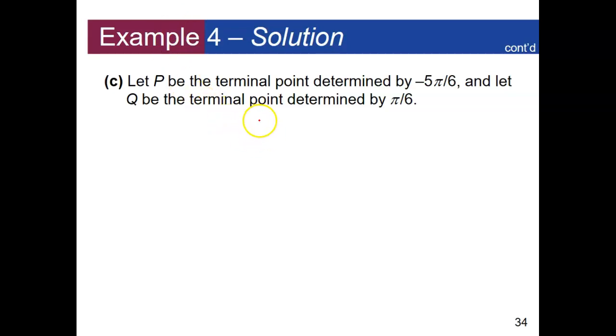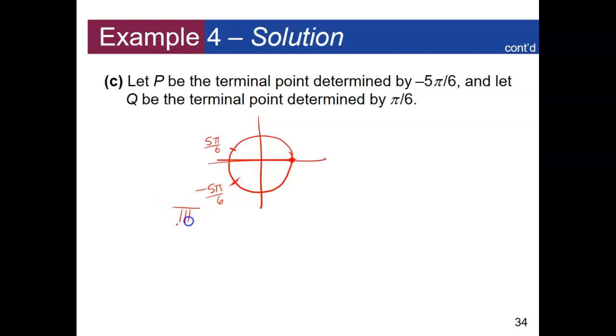Okay, so the next one we've got is negative 5 pi over 6. Just going from your unit circle, your positive 5 pi over 6 is here. But because we're going negative, I'm going to go the same distance that I would have gone to here, but in the opposite direction. So I'm going to go clockwise. So negative 5 pi over 6 is down here.